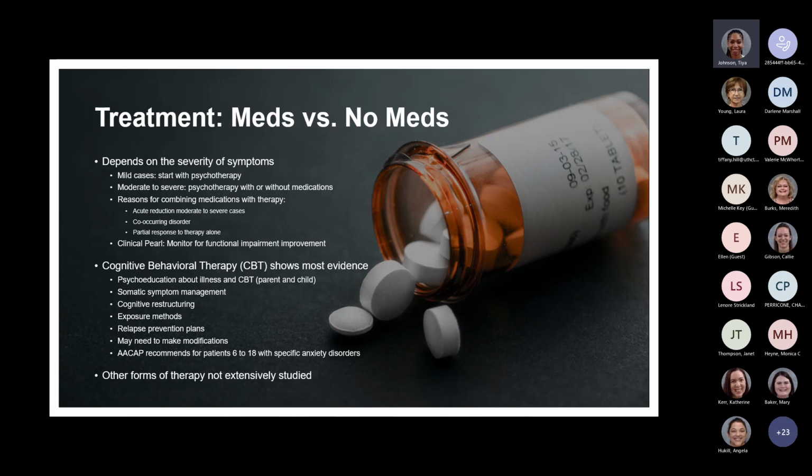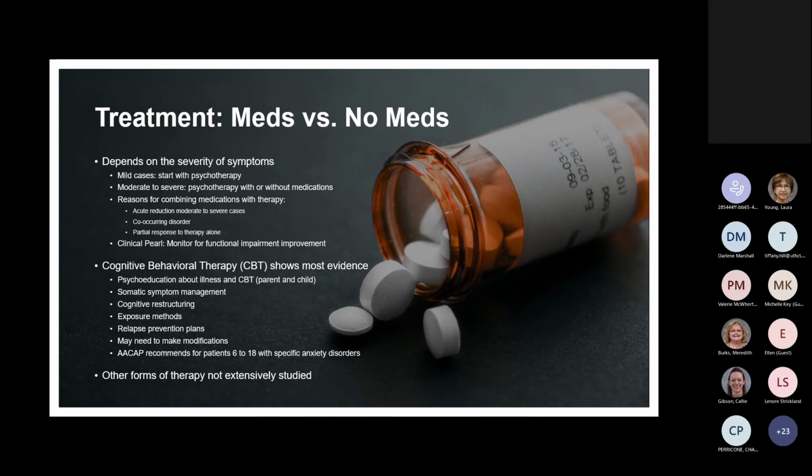Now, when it comes to treatment, meds versus no meds for anxiety, again, it's going to depend on the severity of the symptoms. So, with mild cases, just like with depression, we can start with psychotherapy alone. With moderate to severe cases, we can utilize psychotherapy with or without medications. Now, there are different reasons for combining medications with therapy, which include we need an acute reduction in moderate to severe cases to help with therapy.